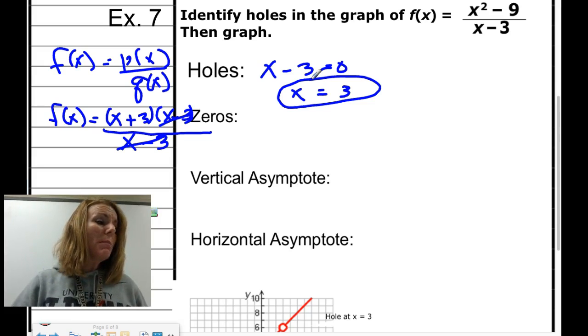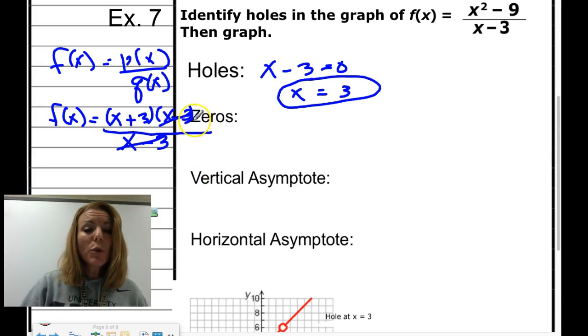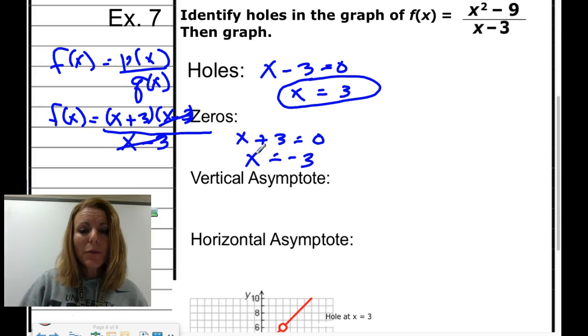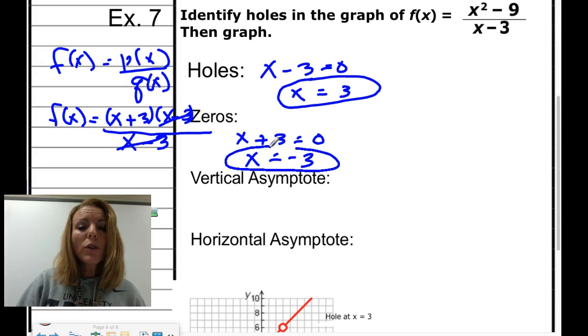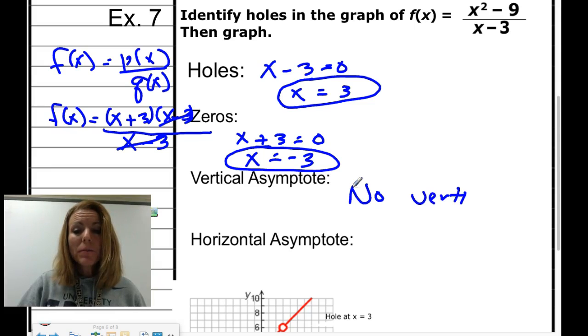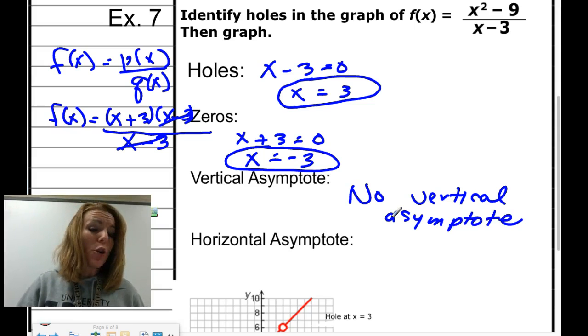Now the zero, typically, we would say that the zero would be at x equals 3, and I set x plus 3 equal to 0. x is equal to negative 3. The zero only is at negative 3 because the hole is at 3. A zero cannot occur where there is a hole. Also, in this case, there's no vertical asymptote because it was crossed off. So there's no vertical asymptote, that's none.